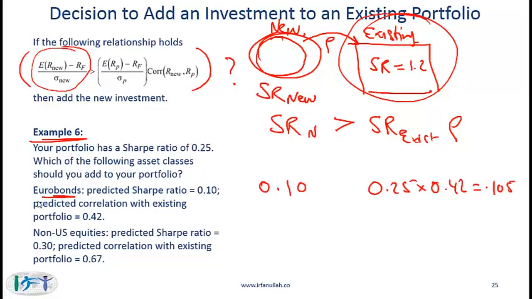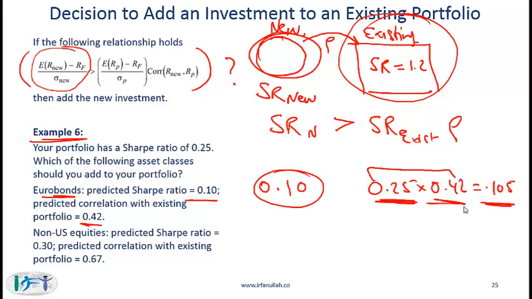So for Eurobonds, we are told that the Sharpe ratio is 0.1. Compare this with the product of the Sharpe ratio of your existing portfolio and the correlation. So this product is 0.105. You do not add, because for the new investment, the Sharpe ratio is actually less than 0.105. This condition does not hold. Therefore, you do not add Eurobonds.